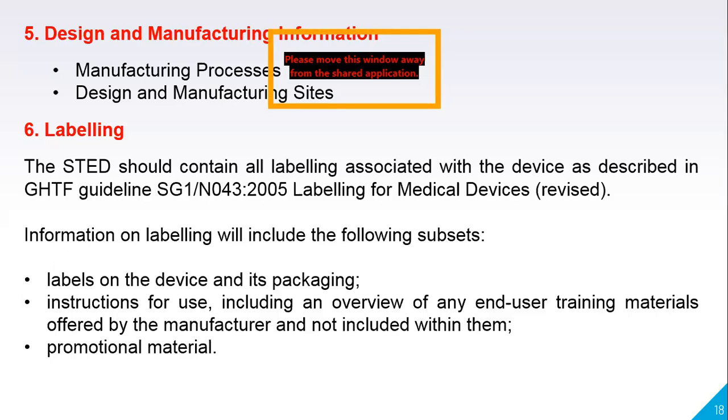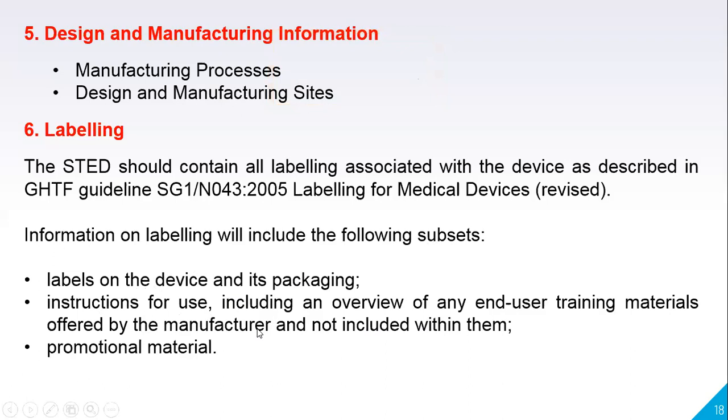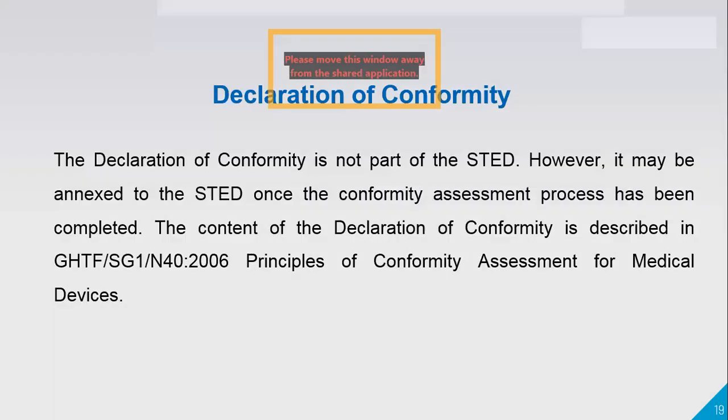The information on labeling includes the following subsets: the labels on the device and its packaging, and instructions for use also mentioned in the label, including an overview of end user training materials offered by the manufacturer. Promotional materials are not included within them. So all these must be given along with the labeling.